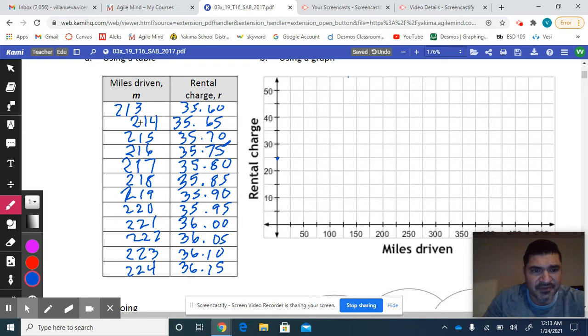Okay, and we have some numbers here. Let's use those. We have 213, which is about, here's 200, here's 225. So right about in the middle. At 213, the charge is going to be 35.60, which is right about just barely above 35. So I'm going to go ahead and make a point right there. Now, once you have 2 points, you can make a line.